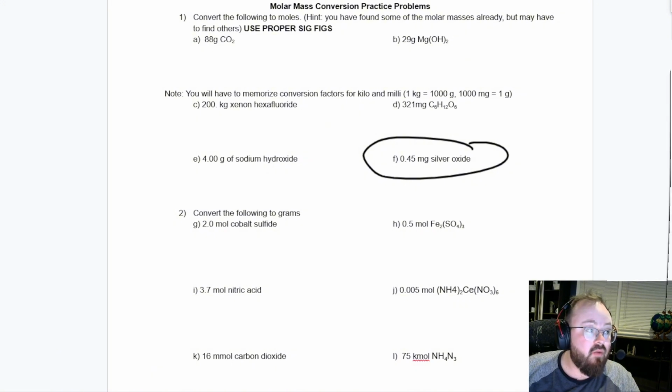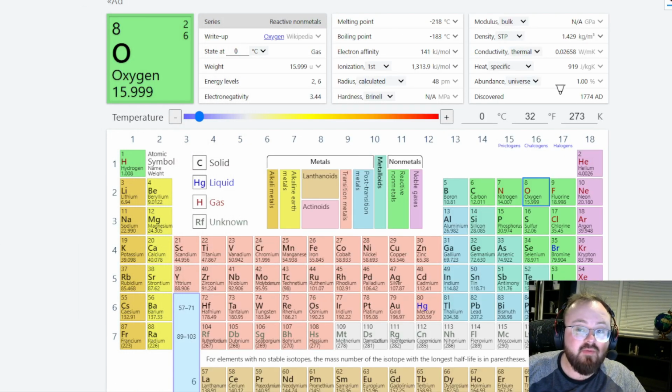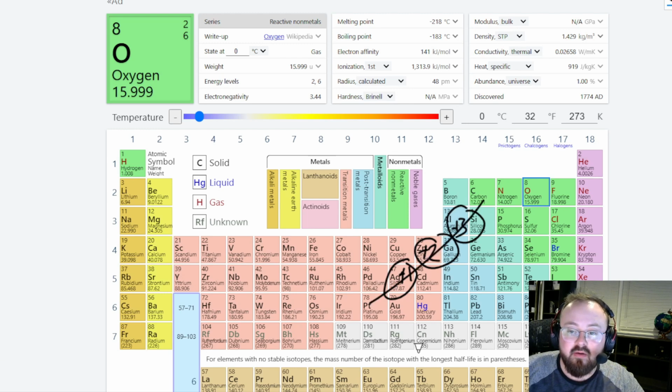If we think way back to some of the things that we've talked about, silver right here was one of those that you had to memorize the charge of. We had the +1, we had the +2, and just a reminder, +3. We have that little line there.